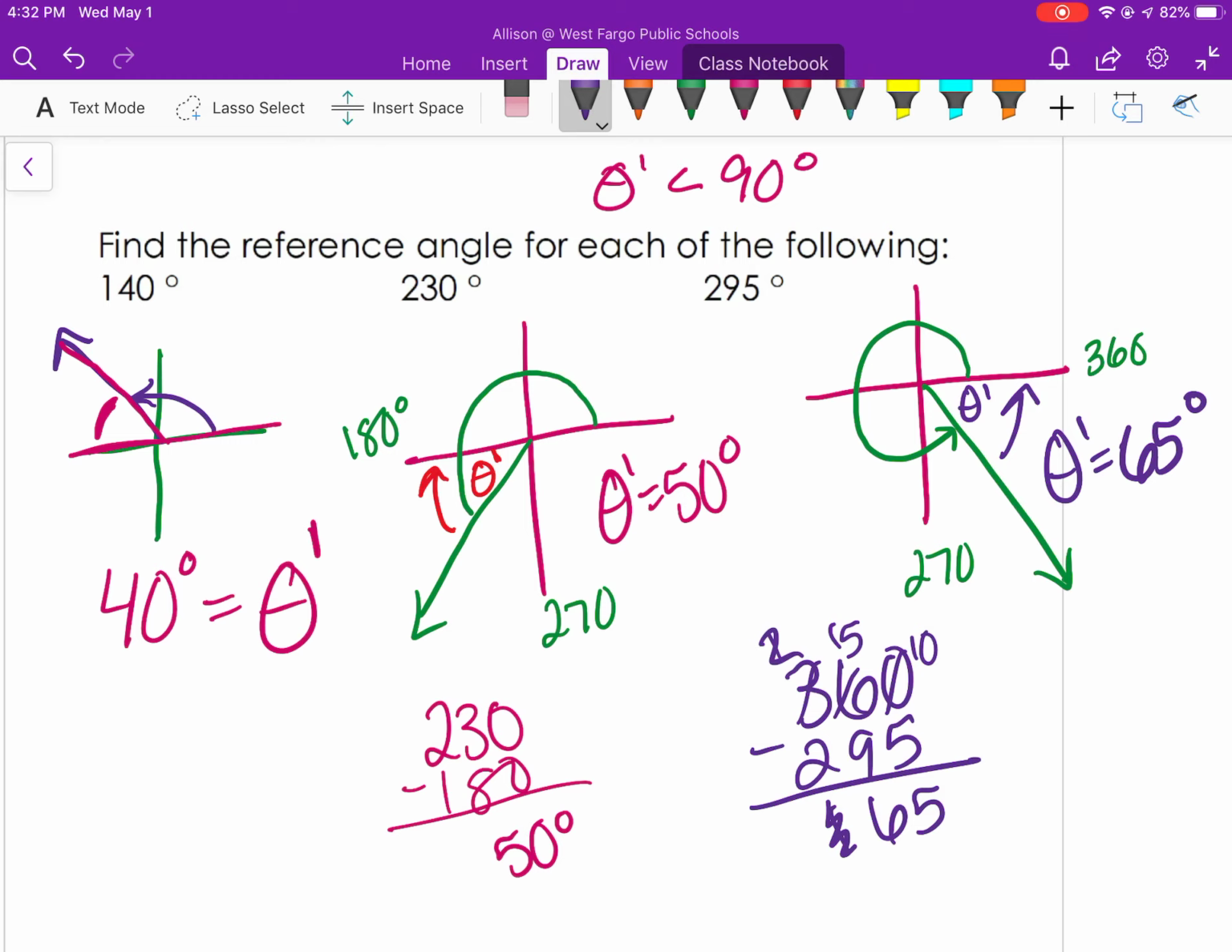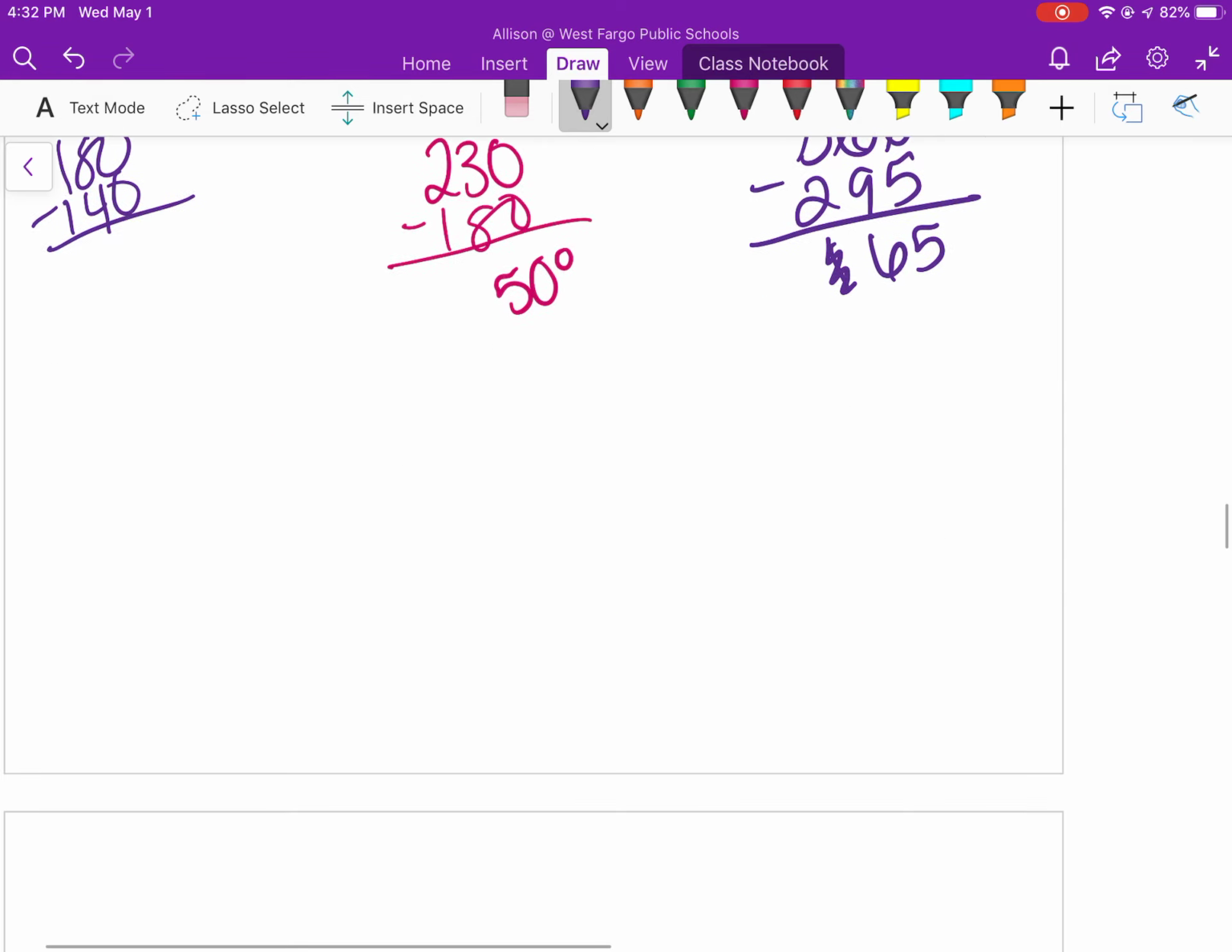So notice that in all of them, I did something different. Here I did 180 minus 140, here I did 230 take away 180, and then here I took 360 take away 295. So you really just have to think about it. There's not a rule like subtract 180 every time. It's how do you get back to the x-axis, and it has to be an acute angle.